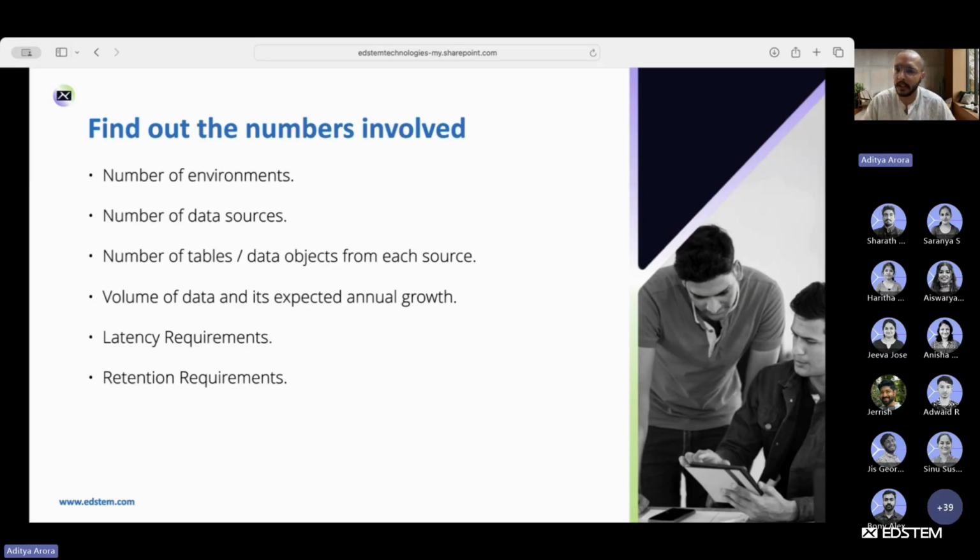It's just about efficiency and cost saving. Of course, cold storage will be cheaper because it's not easily accessible or it's not fast. So all of this comes into retention requirements, and your numbers are going to define how much compute, how much storage, what kind of design you're going to build.